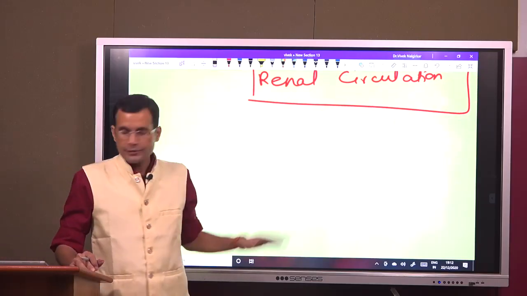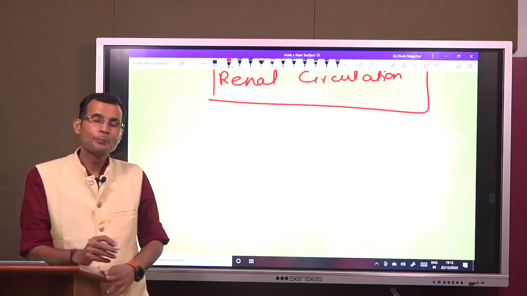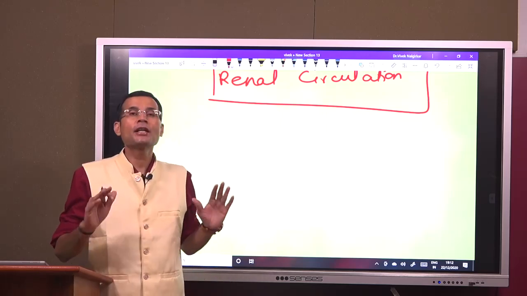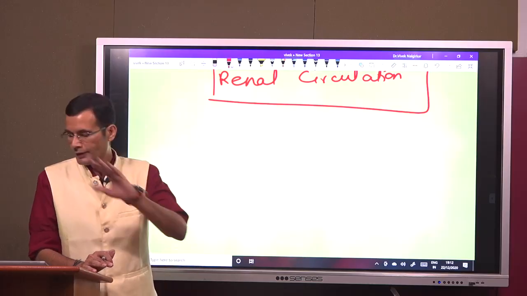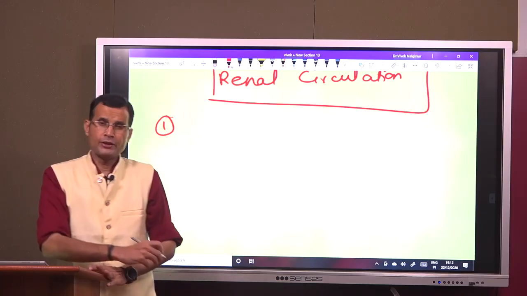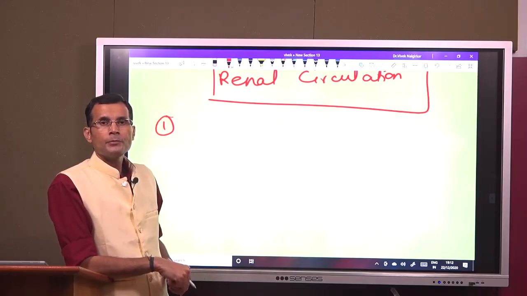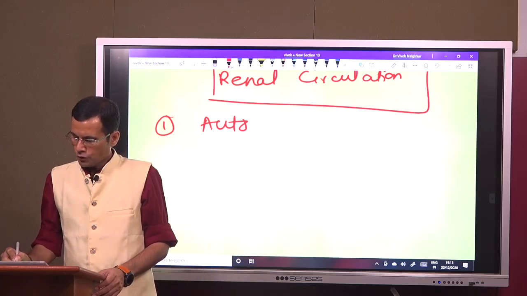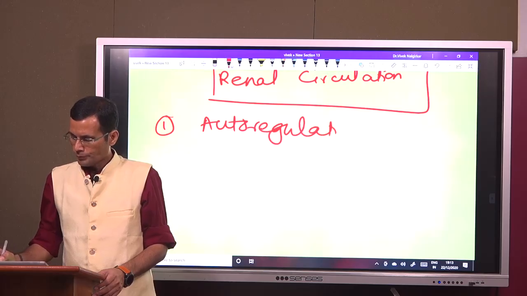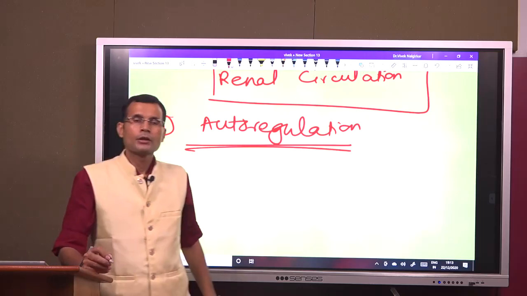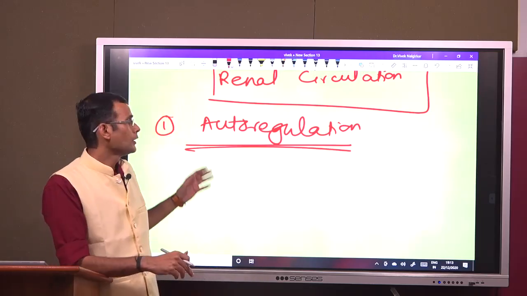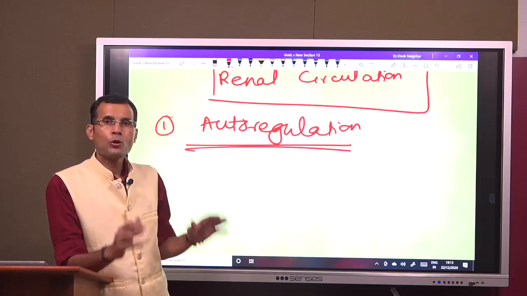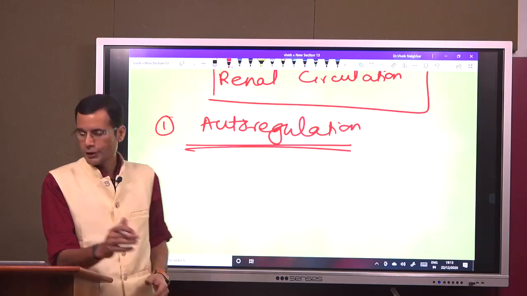So, in the renal circulation, we are going to discuss the functional peculiarities of renal circulation. Let's see. First, renal circulation shows auto-regulation of blood flow, right? Three vital organs, brain, heart, kidney, will show auto-regulation of blood flow. So kidney shows auto-regulation of blood flow.